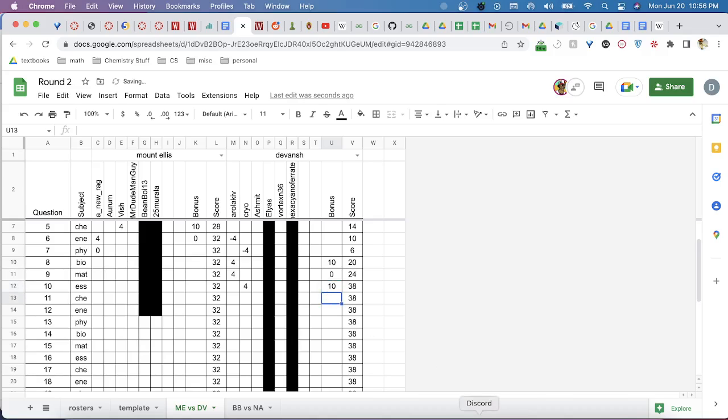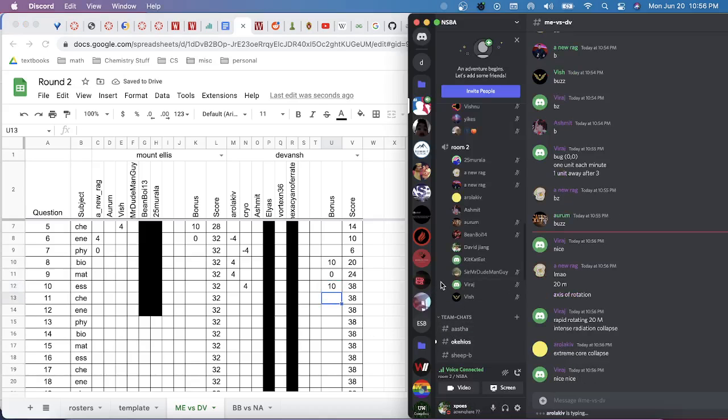Nice. Get it? Can I call a timeout? Yeah, for sure. Montana? Pretty good score as well. Yeah, I have 32 to 38. Devansh team's up. Yeah, this is toss-up 11.